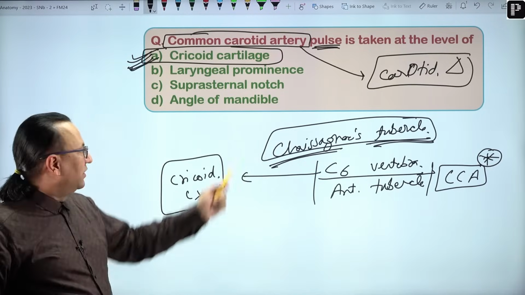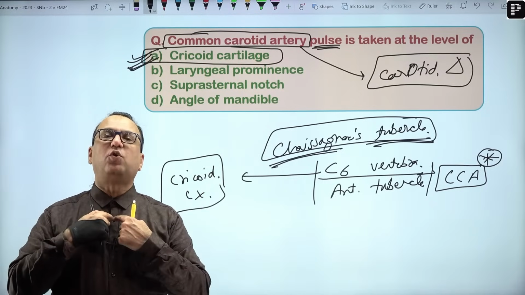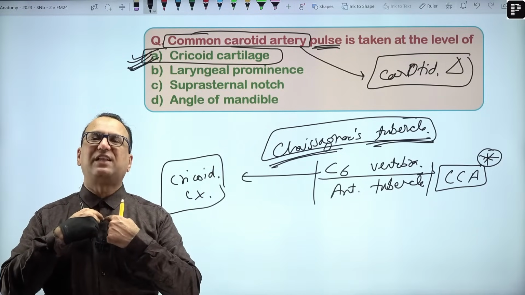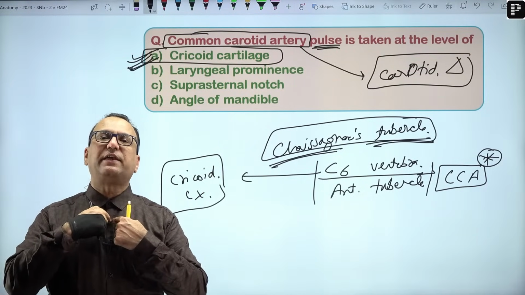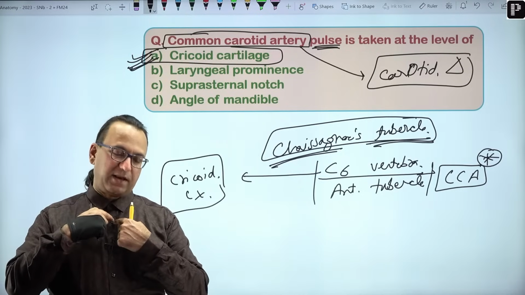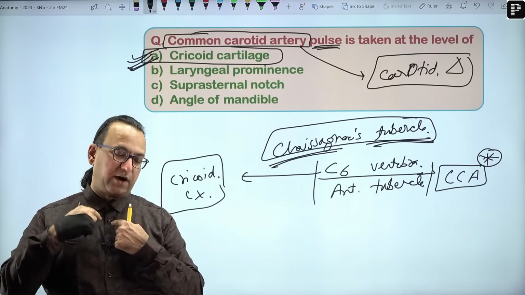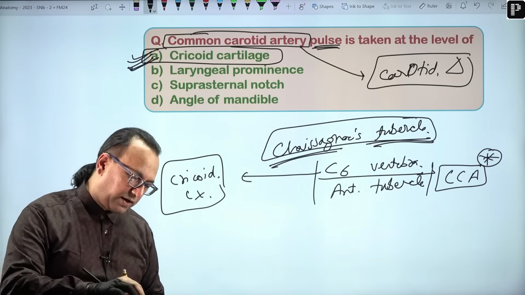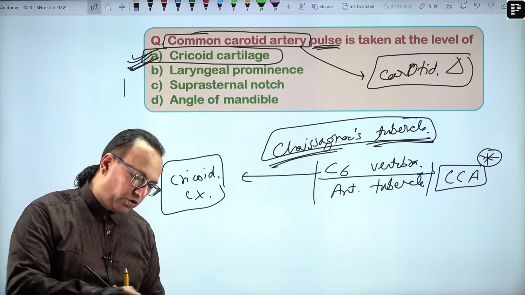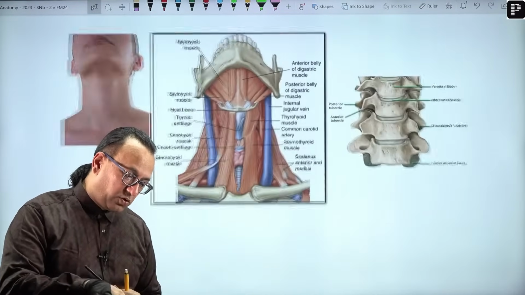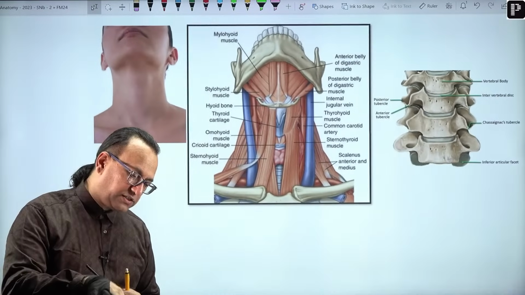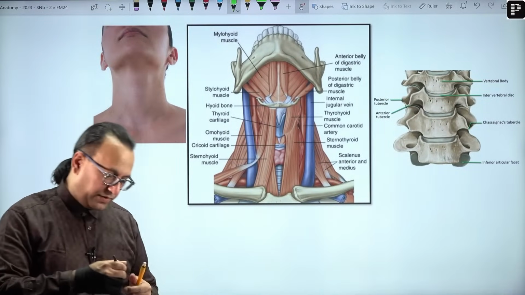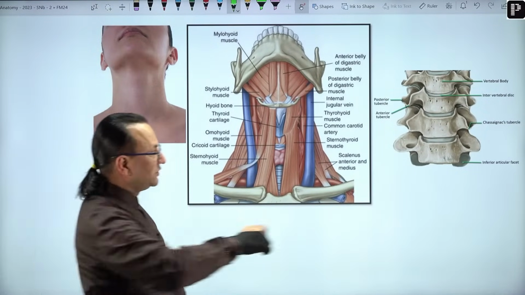Cannot be the sternal area, it is too low, and suprasternal means it is still in the midline. One artery is yet to be given, and that is common carotid artery. Lot of details, but I believe the answer should have been cricoid cartilage, and the diagram which I am talking about is here. So as you will notice in this diagram, we are focusing upon the cervical vertebra.